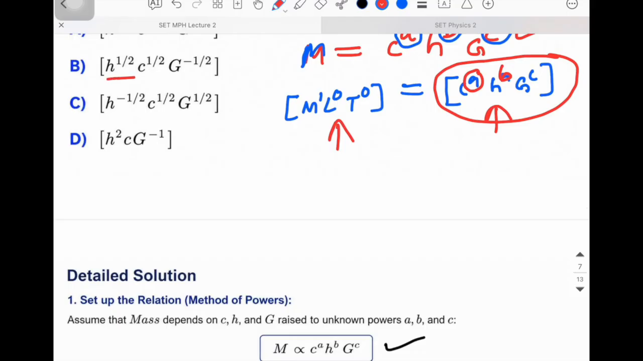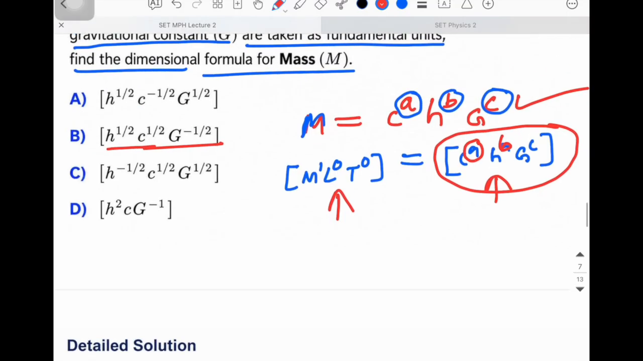c power 1 by 2, this is option B. You try with this, substitute the dimension of h, dimension of c, dimension of g, and simplify it. If you are getting dimension of mass, the first option will be correct. If you are not getting it, that is incorrect, then try the second option. So in this way also you can try. Other than finding the value of A, B, C, you can try with option A, option B, option C, or whichever option you want, you can start with it. If you are lucky, your first try will be the correct option.